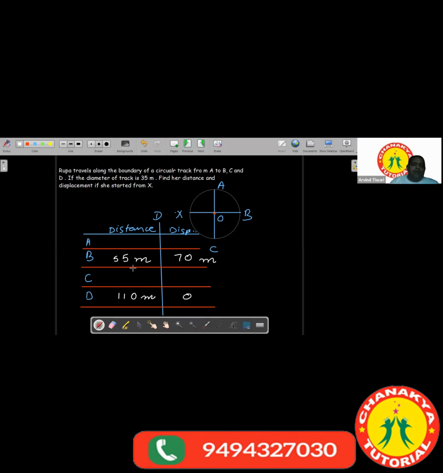Okay, so you can verify these two data. Sir, I have a doubt. Yes. So if the diameter is 35 meter, how are we getting the displacement as 70 meter? Yeah, so your displacement would be 35. Sorry, yes, displacement is 35. Now it's okay.